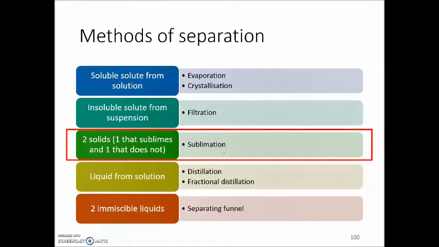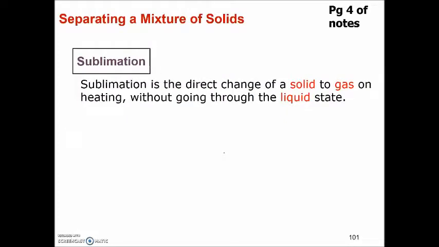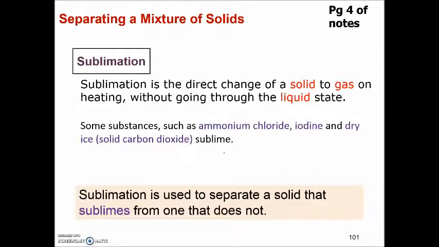Our next technique is sublimation. We have learned this process in lower secondary, a process where a solid turns into a gas without changing into a liquid. Common examples we should know are iodine, dry ice, which is solid carbon dioxide, and ammonium chloride. So sublimation as a technique is used to separate a solid that sublimes from one that does not. Sublimation as a word means two things. One is the process where a solid changes to a gas, but it's also a technique to separate a mixture of solids.